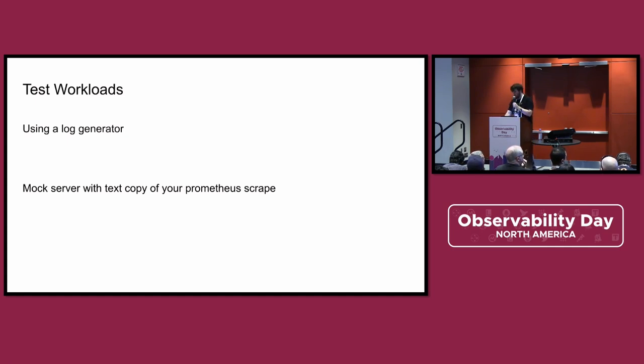If you're scraping Prometheus, if that's the main thing you're going to be doing with the agent, it's actually very easy to replicate because you can take a copy of the text scrape. And if you don't expect that to change much, setting up a mock server with just that text scrape is a really good way to get a sense of what kind of resources you're going to be having. The changing of metric values isn't really where the resource usage comes from in Prometheus. It's about processing of the scrape. So if you can at least set up a mock of what the shape of your scrape is going to be, then that can be a good test workload.